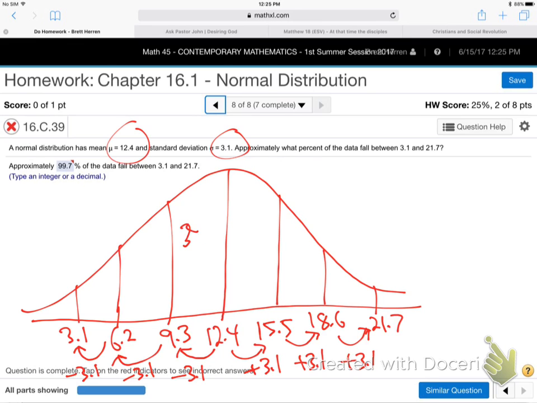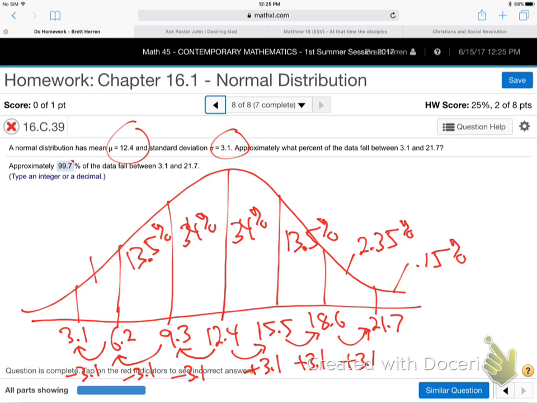And the percentages never change. 34, 34, 13.5, 13.5, 2.35, 0.15. There we go. All right, we good so far? If I just drew the bell curve, the percentages are always the same. And I did the bottom because they gave me the middle, 12.4, and the jump amount, 3.1. So I just added 3.1 each time and subtracted 3.1 the other way.